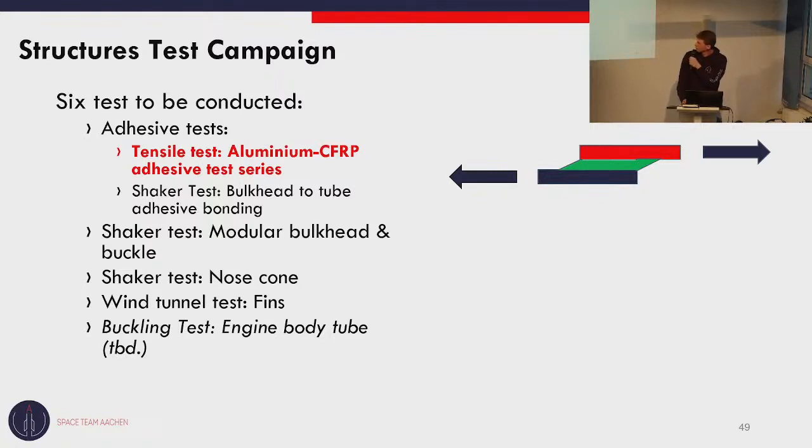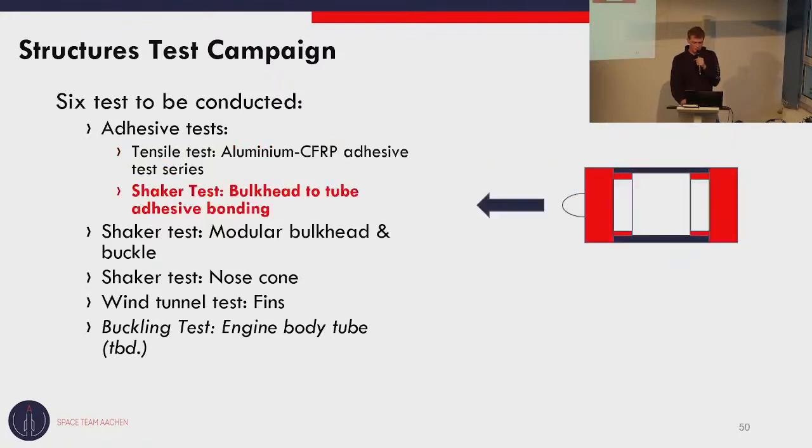The first one will be a tensile test where we will take an aluminum plate and a carbon fiber reinforced plastic plate, glue them together, and we will do an entire test series where we use different surface treatments. And our goal is to find a process that reliably leads to cohesion failure versus adhesive failure.